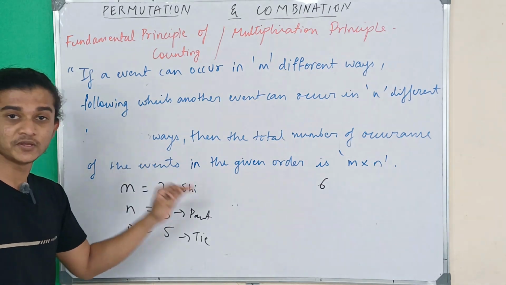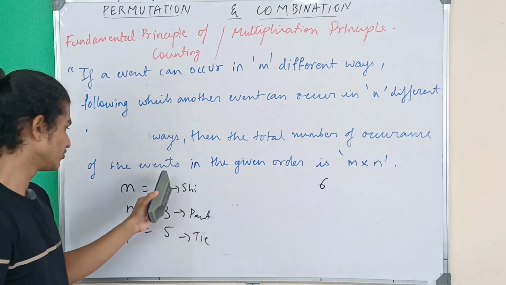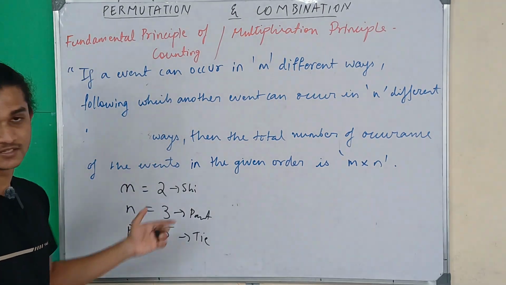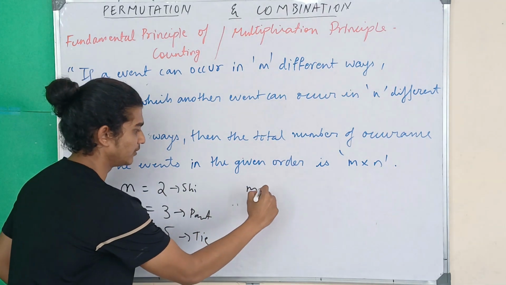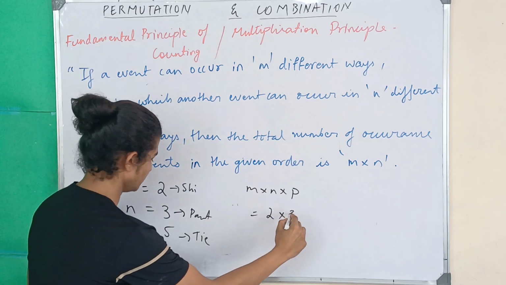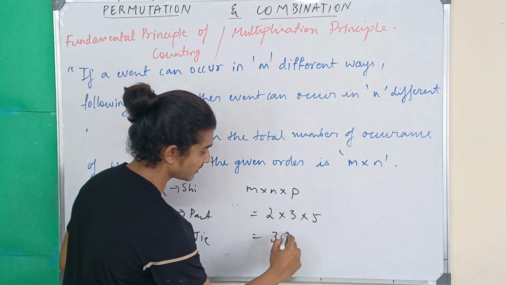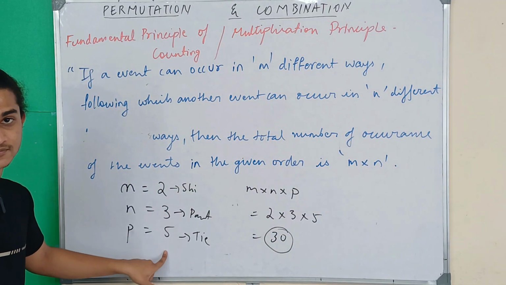Instead of painstakingly doing every single outcome, you just have to multiply all these and you're going to get your answer. If you have one more event like this, just multiply it with the previous one. So you have m into n into p. If you multiply, 2 into 3 into 5, 2 threes are 6, 6 fives are 30. So I can make 30 different dresses by combining 2 shirts, 3 pants and 5 ties.